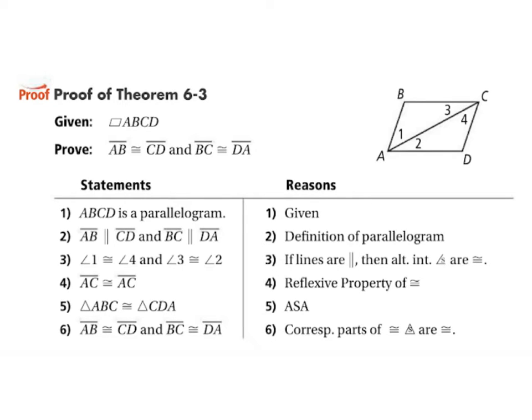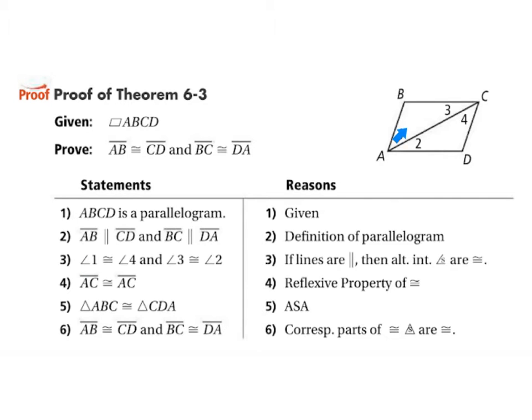So here we're going to prove that. What we're going to do here is say, given that this parallelogram ABCD is a parallelogram, we're going to prove that AB is congruent to CD and BC is congruent to DA. And how are we going to do that? Well, first we say that it's given that it's a parallelogram. And we know because of the definition of a parallelogram that those opposite sides are parallel. See the word parallel in there, okay? So what can we say now?